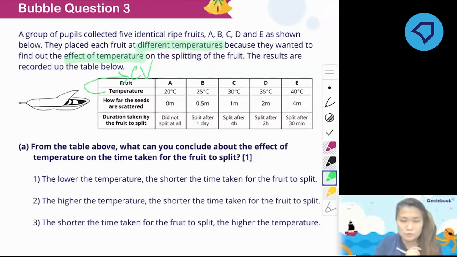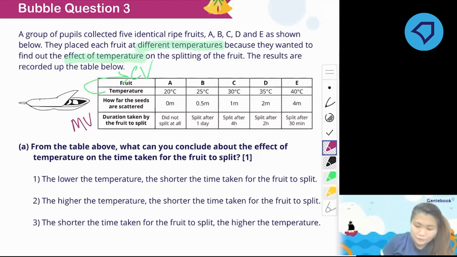Then what do you think is going to be the measured variable? I'm going to call measured variable MV. What is being measured to actually get the results of the experiment? The time taken to split, very good. You are able to tell me that it is the duration, right? Literally the time taken for the fruit to split, to break open. MV is music video? No, it's not music video.